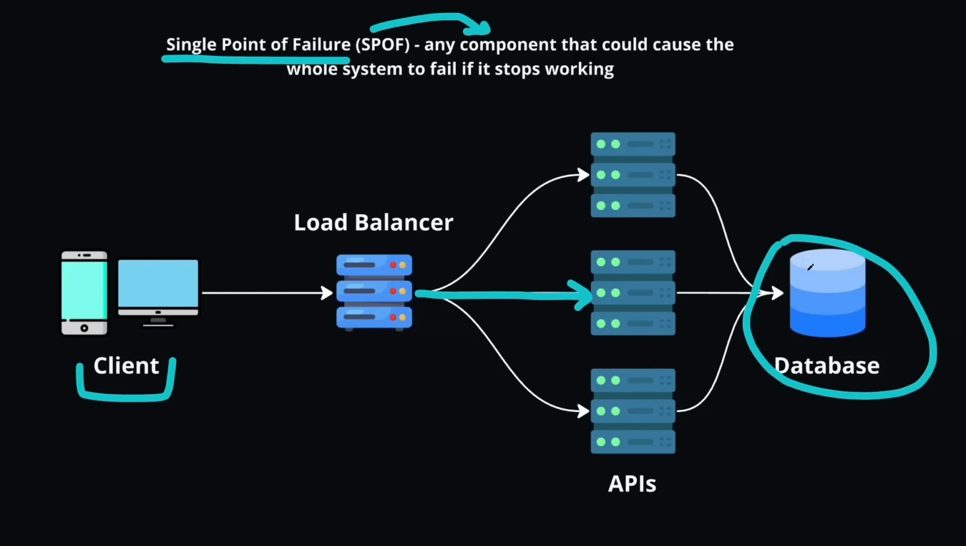Database here is one example of a single point of failure. Whenever this database goes down, all of these APIs won't be able to connect to the database, and because of that, all of these also won't function properly. And our clients won't be able to receive any response from the servers. So having single points of failure in your system is problematic because they can create vulnerabilities.